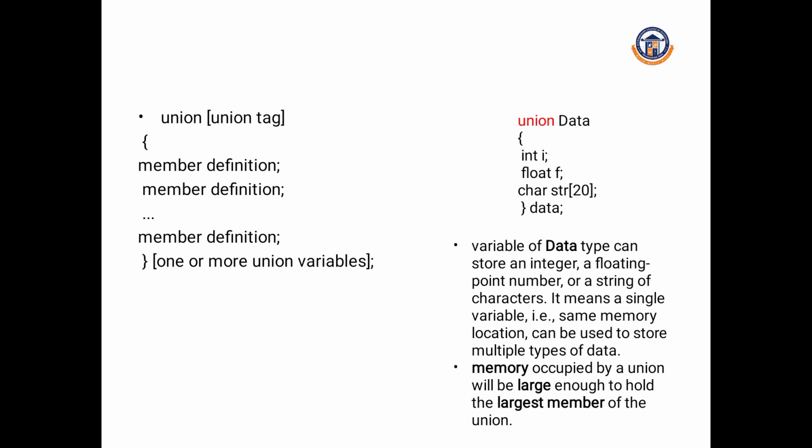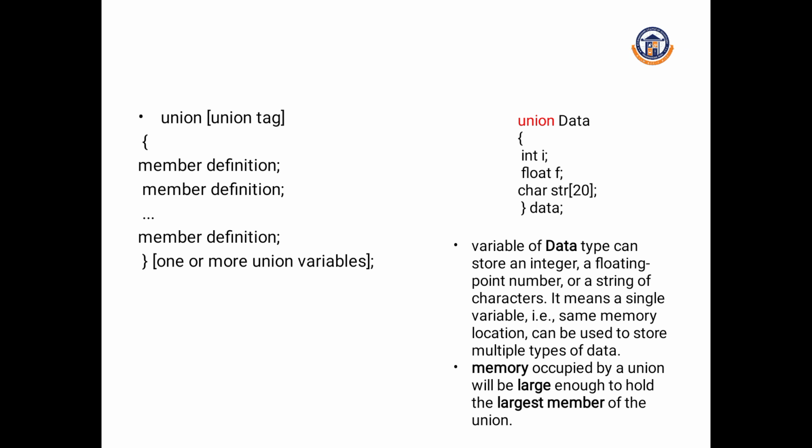So this is the declaration of a union. In order to have a union, we must have the union keyword, and the tag name is optional. Inside the curly braces are the members of the union, and outside the curly braces we have the variables of the union. We can define more than one variable outside the union, followed by a semicolon. So this is the same as structures.